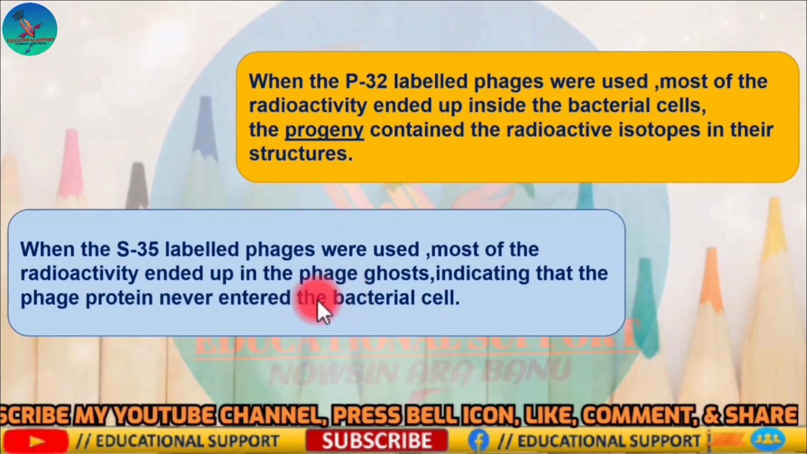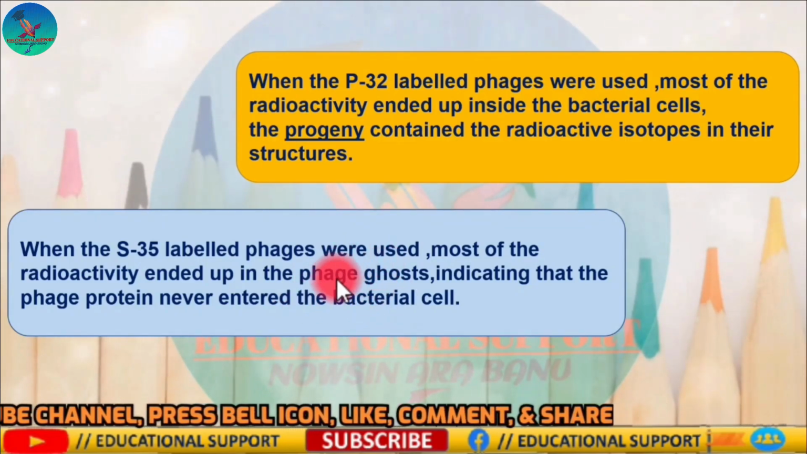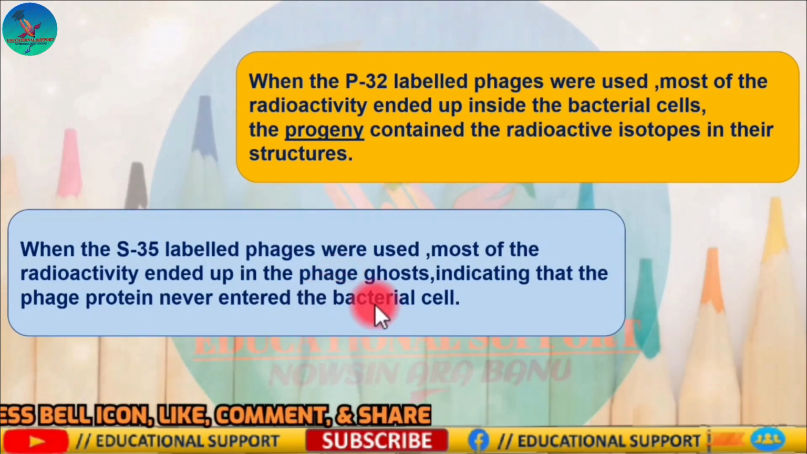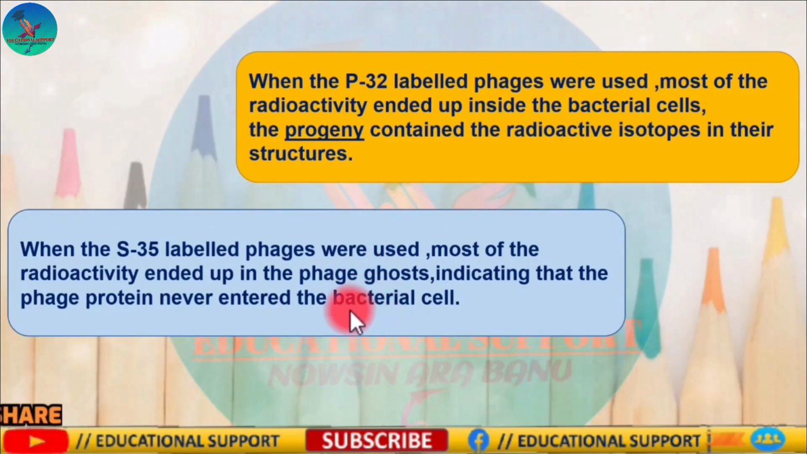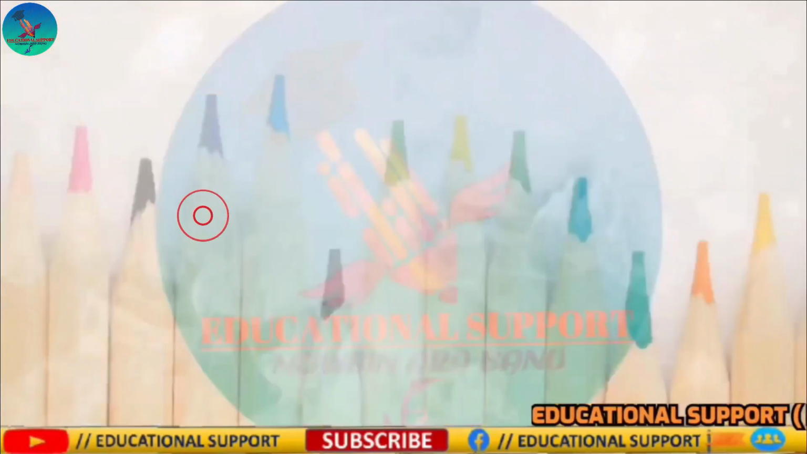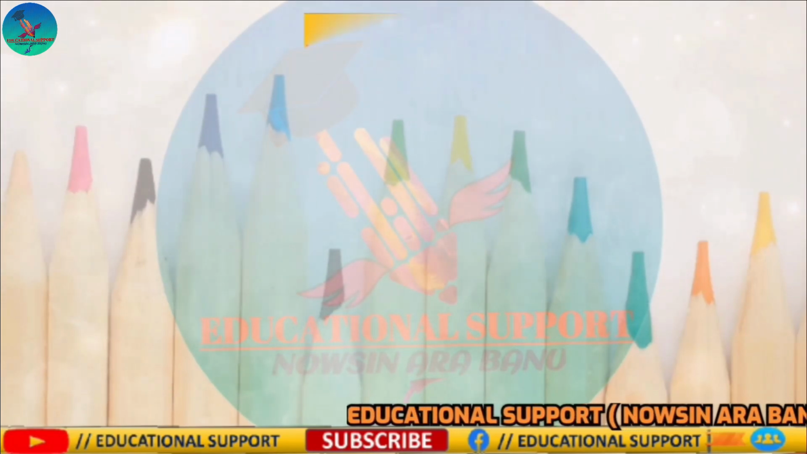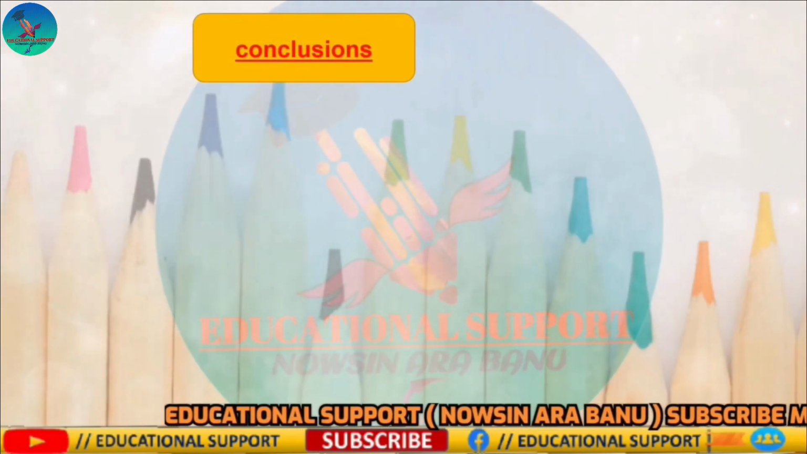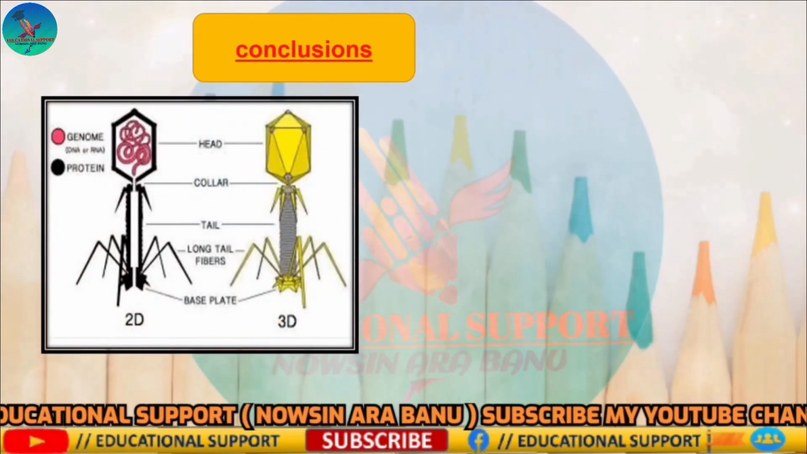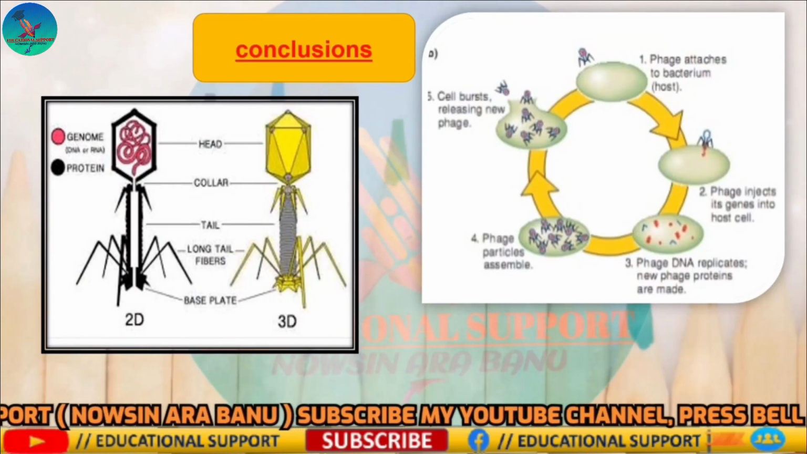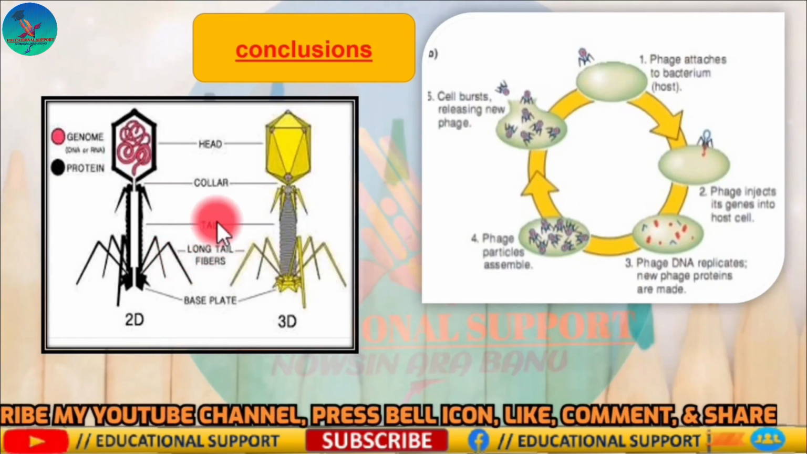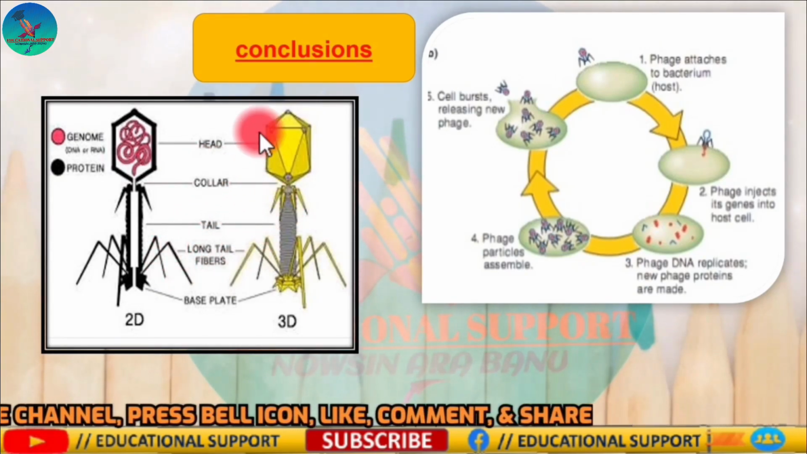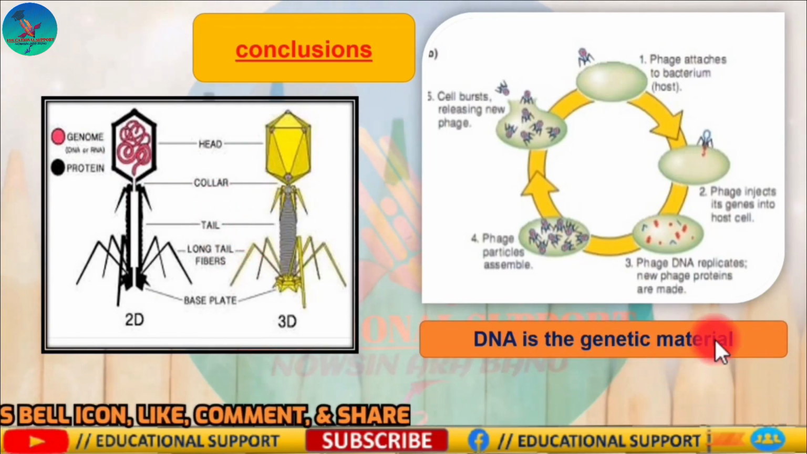Disruption of the phage from the bacteria by agitation in a blender, followed by centrifugation, allowed for the separation of the phage coats from the bacteria. So, here is the conclusion. The Hershey-Chase experiment helped to confirm that DNA, not protein, is the genetic material, and genetic information is transmitted by DNA only.